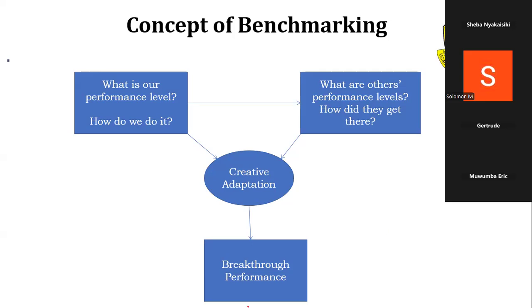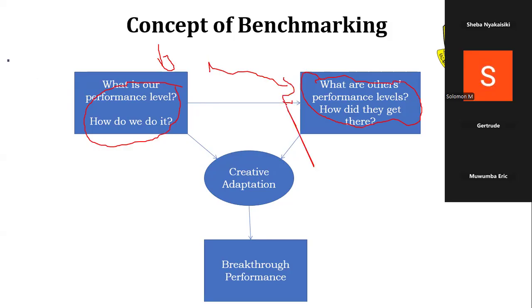Again, when you look at this diagram, it brings to mind some of the things we talked about when we were looking at ICT strategy and policy development. What is our performance level now? How do we do it? What are other performance levels? How did they get there? So we're looking at what we are now and where we want to go.